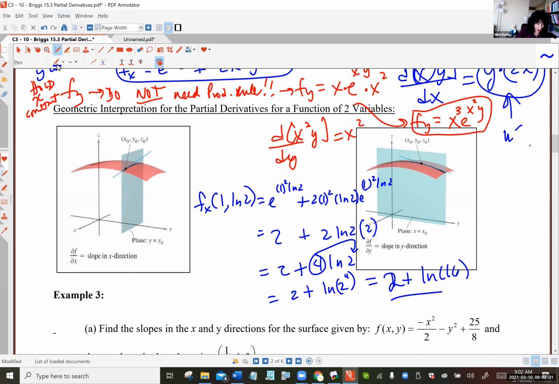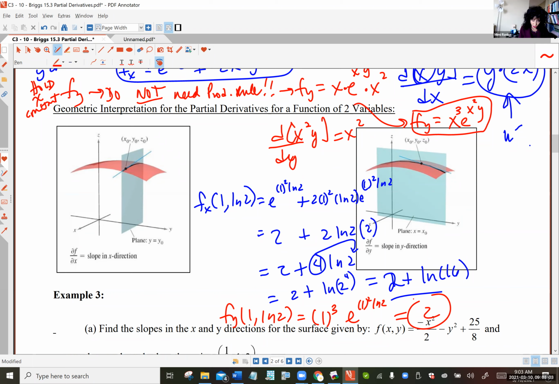Now, what about fy evaluated at the point (1, ln 2)? Same thing. You're just going to do some substituting and you'll get 1 cubed e to the 1 squared ln 2, and I just get 2. And I'm done with this problem. Moral of the story, partial differentiation is a little bit different from regular derivatives from Calc 1 and 2, because you have to have this idea of holding a variable constant and differentiating with respect to the chosen variable.